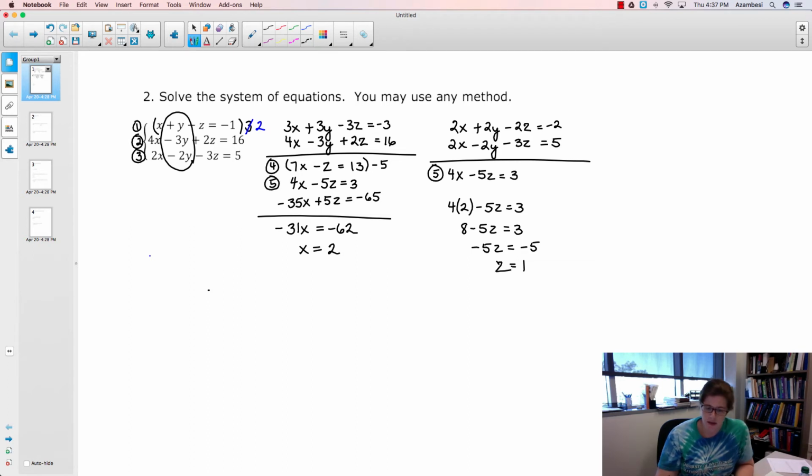Lastly, I need y. So using equation 1, x plus y minus z is equal to negative 1. x is 2. z is 1. So 2 minus 1 gives me y plus 1 equals negative 1, so y is equal to negative 2. So x, y, z is equal to 2, negative 2, 1.